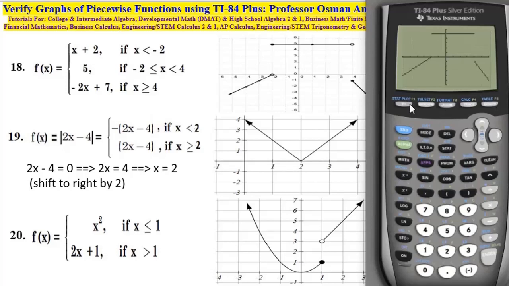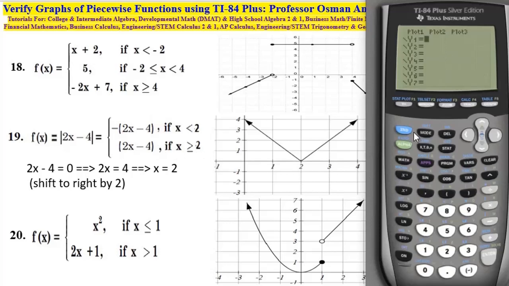Okay, so the next one is f of x is the absolute value of 2x minus 4. If you set 2x minus 4 equal to 0, that's 2x equals 4, x equals 2. That means this is the graph of the absolute value shifted to the right by 2. So this can be written as a piecewise function. It is minus 2x plus 4 if x is less than 2, or it is 2x minus 4 if x is greater than or equal to 2.